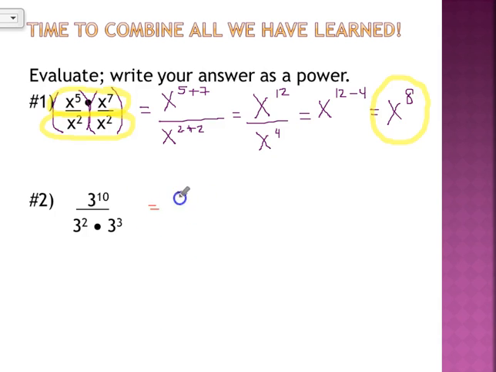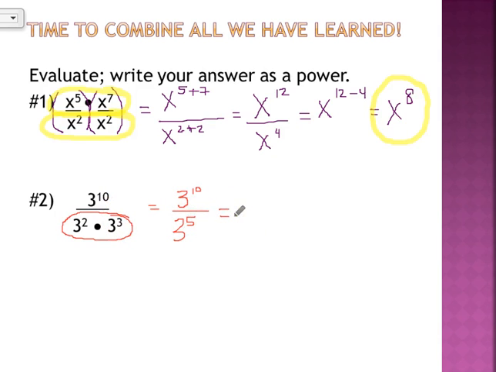So I'm going to keep the top as 3 to the 10th, but how am I going to simplify this denominator? They're being multiplied. So when they're multiplied, we take the base and then we add our exponents. So 3 squared times 3 cubed. So we're adding the 3 plus the 2 gives us 3 to the 5th.